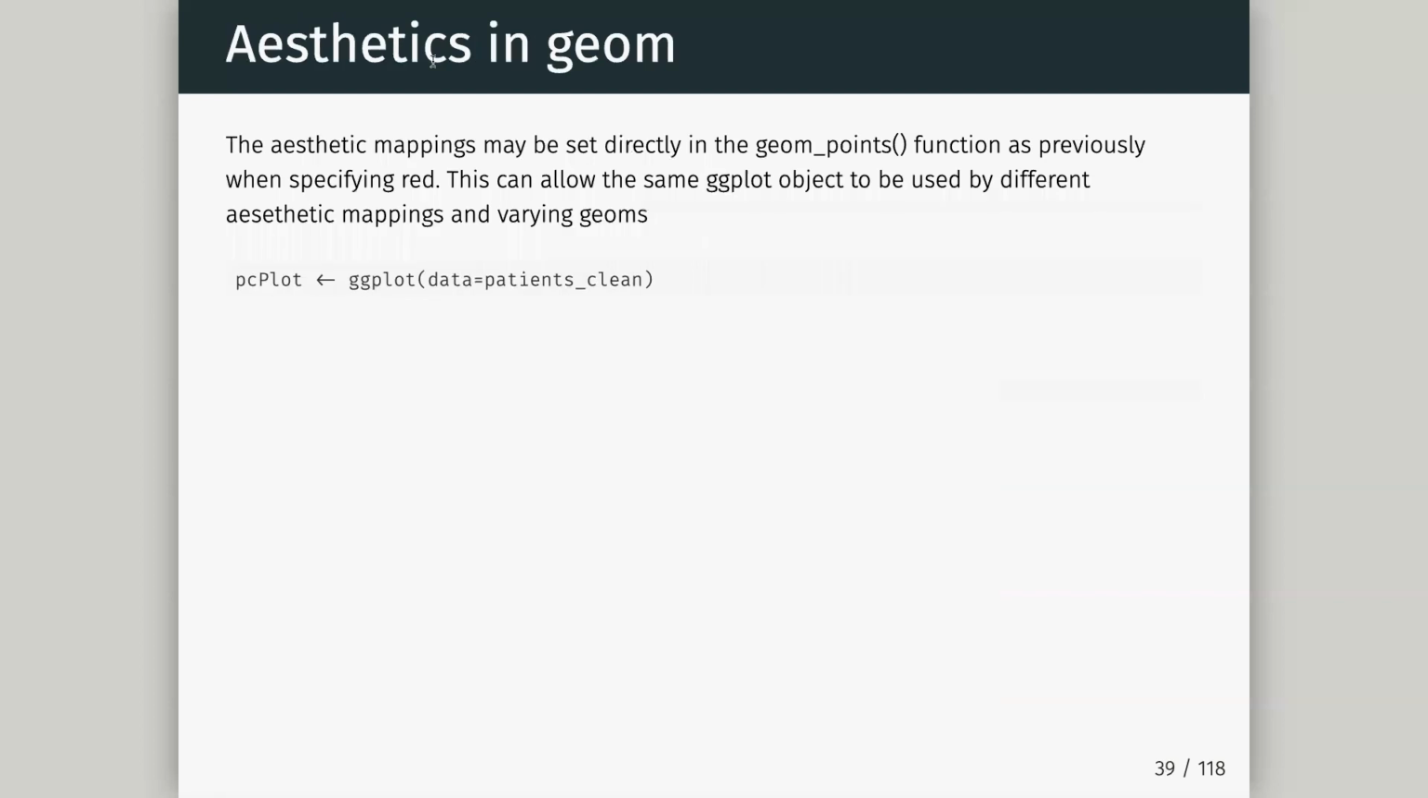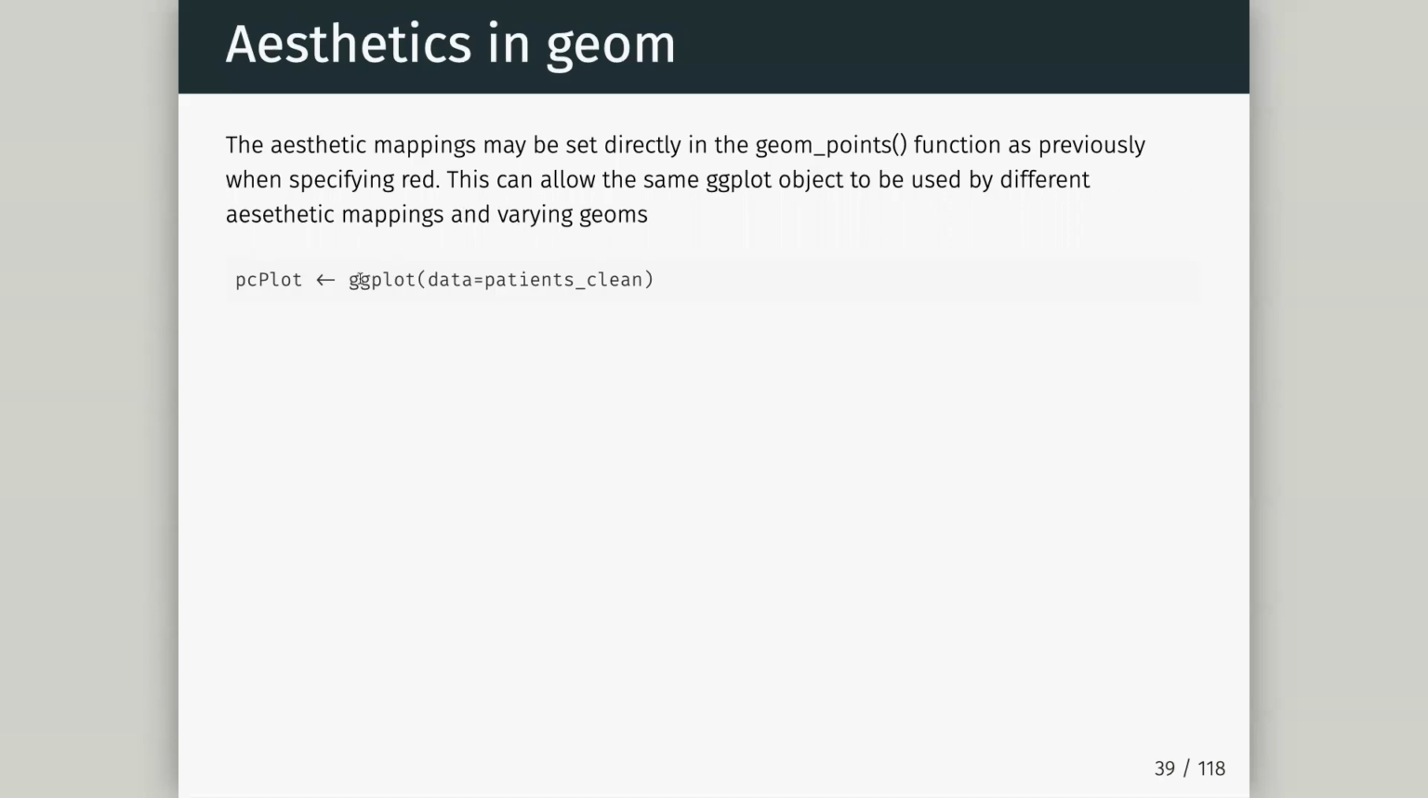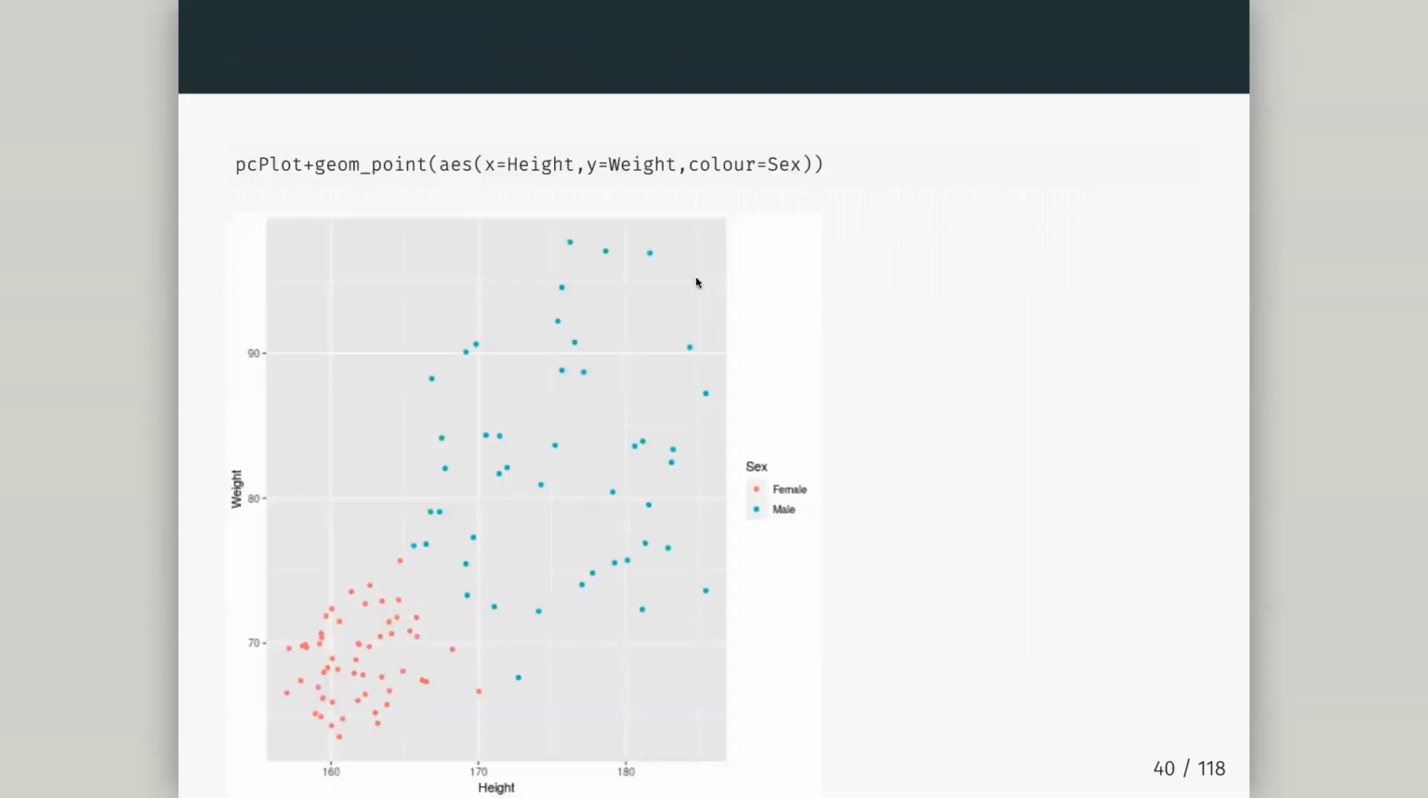So very cool. The aesthetics mappings can also be set directly in the geom_point function. Previously we did this by setting color is red. But if we have our plot object, which we built up front, that's our base ggplot object, we can then just make the changes for aesthetics we need in the actual call to geom_point.